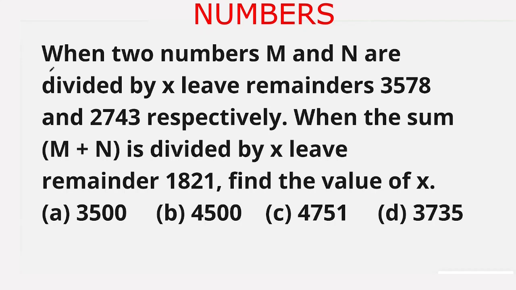Our question is, when two numbers m and n are divided by x, they leave remainders 3578 and 2743 respectively. When the sum m plus n is divided by x, it leaves remainder 1821.